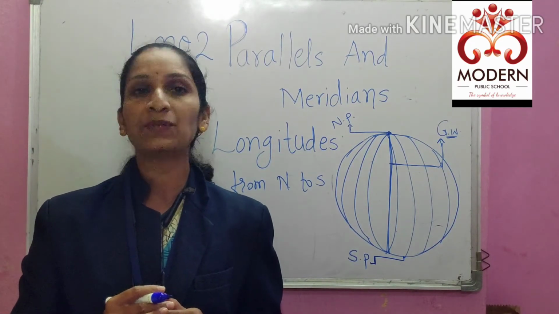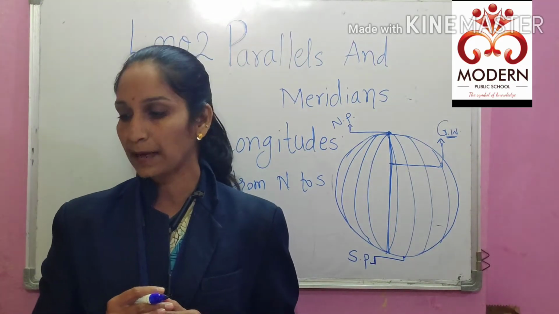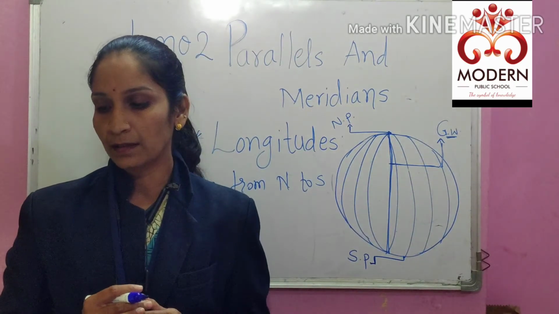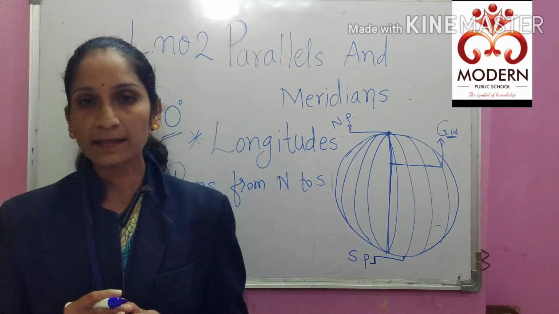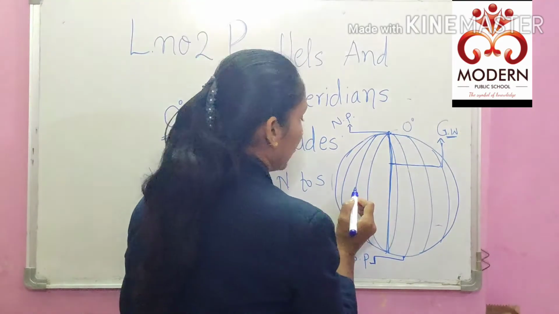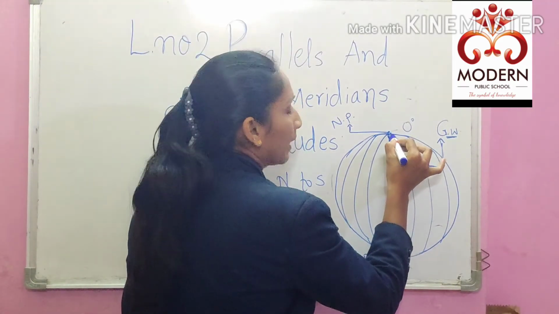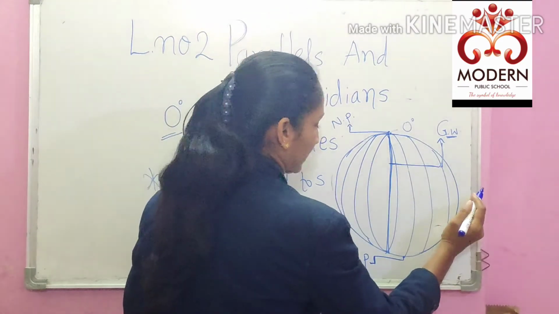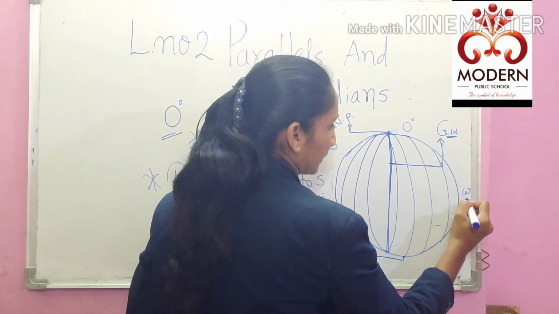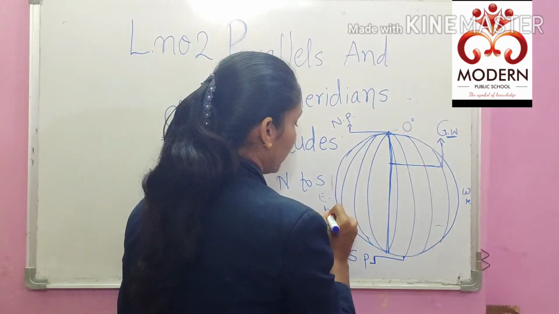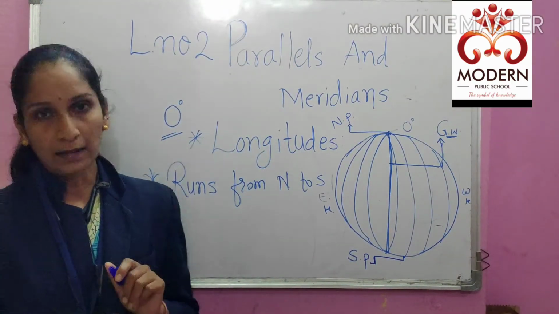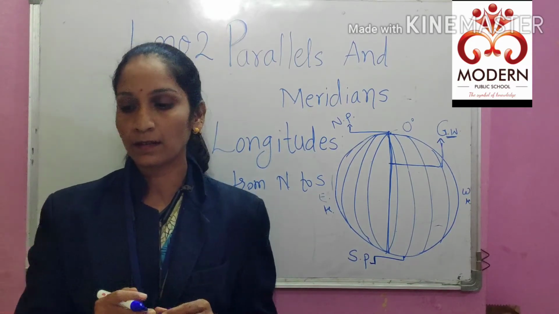The longitude of a place is measured east or west of the prime meridian. It divides the earth into two equal halves, the eastern hemisphere and the western hemisphere. This meridian is marked 0 degrees. Which meridian divides the earth into two equal parts? The Greenwich meridian.